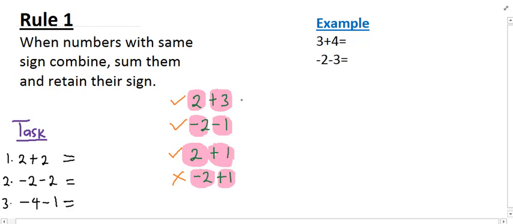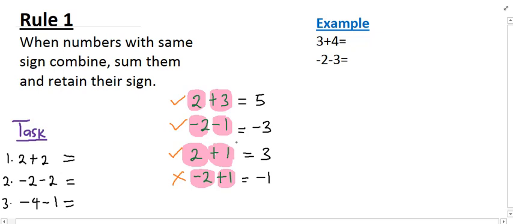So we know that when 2 positive numbers combine, what we have to do is sum them and keep the sign. So the answer here is 5. I don't need to write plus 5. So this one is what? Negative 3. It is necessary to add the negative sign. So when numbers with the same sign combine, what do you do? Sum them. So 2 plus 1 is 3, and then keep the sign. So it's just 3. Okay, I know this might be confusing, but the answer to this one is minus 1. I am going to explain this in the subsequent slide.